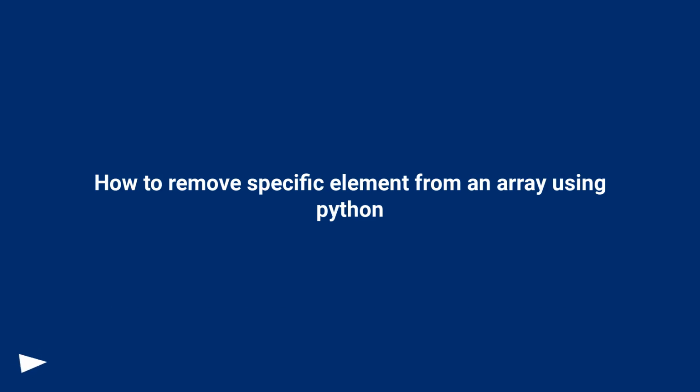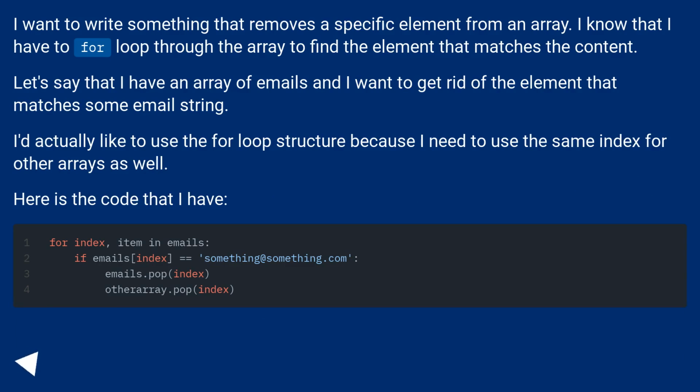How to remove a specific element from an array using Python. I want to write something that removes a specific element from an array.